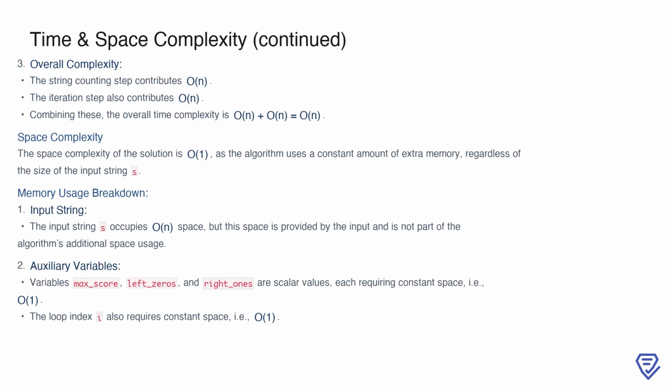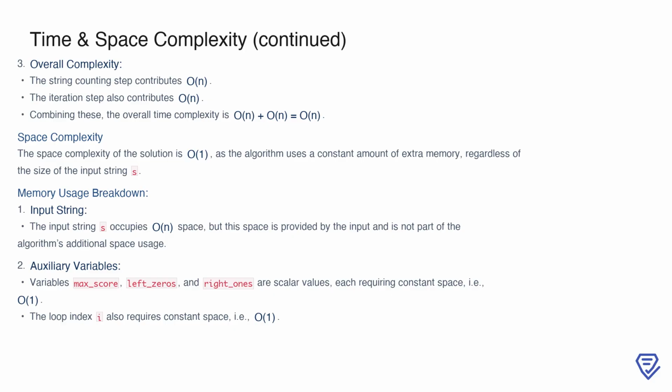To determine the total time complexity of the solution, we combine the complexity of both major steps. The first step, counting ones, contributes O(n), and the second step, iterating through the string, also contributes O(n). When combined, the overall time complexity remains O(n), as the two O(n) terms add up linearly.